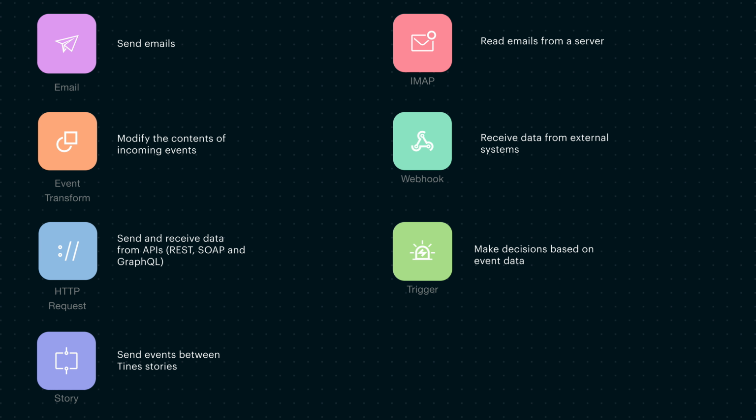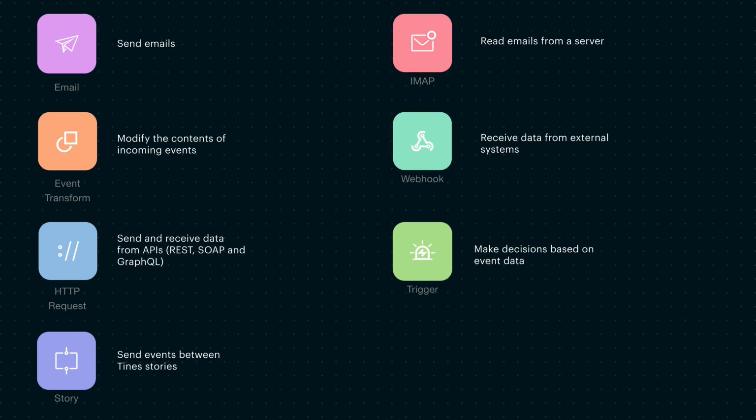The 7 types of actions in Tines are email, IMAP, event transformation, webhook, HTTP request, trigger, and send to story. You can use the email action to send emails. The event transformation action can manipulate incoming events. It can also provide the ability to create new fields or deduplicate events passing through your Tines story.